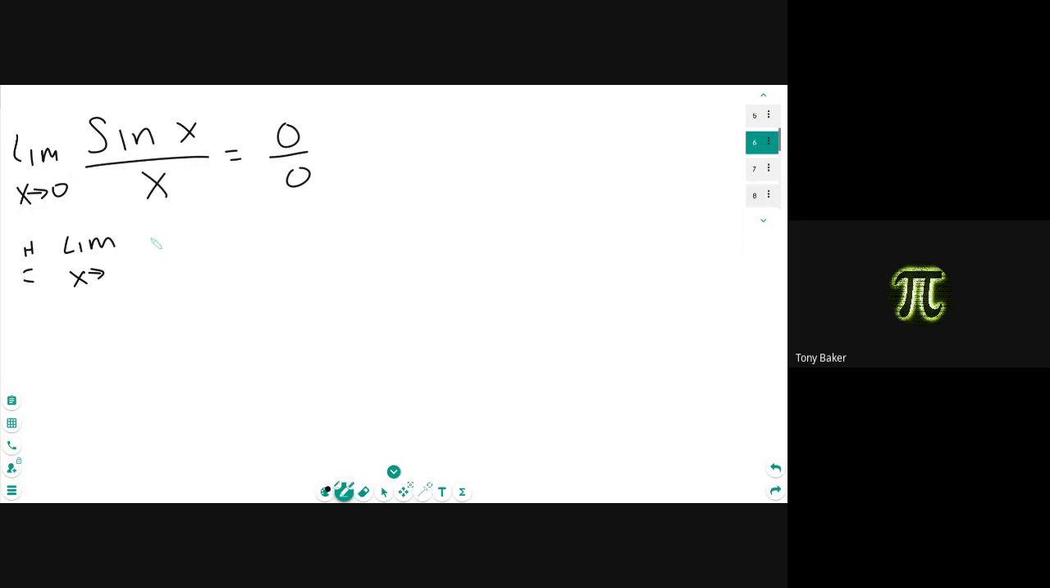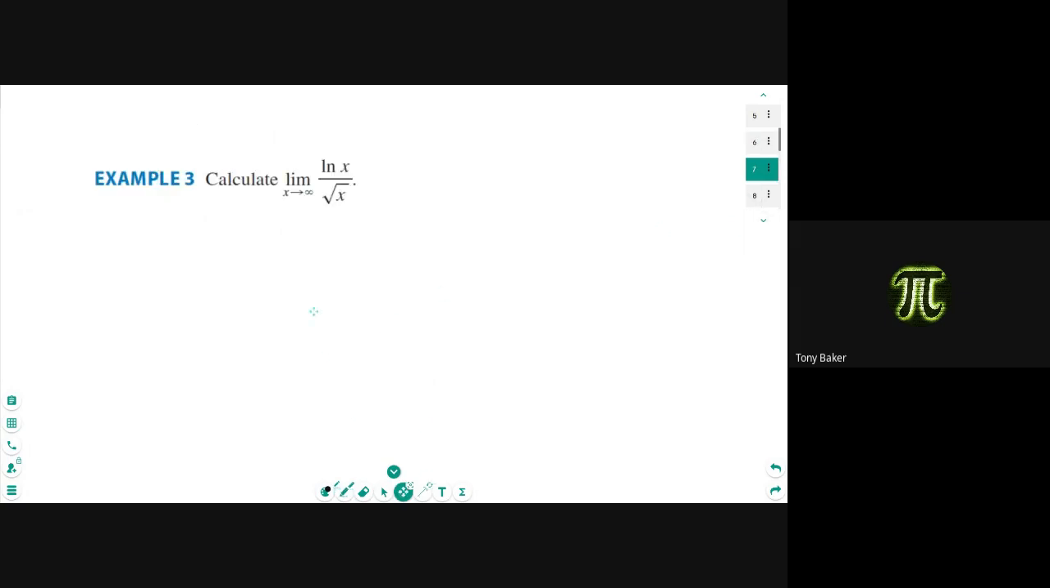What's the derivative of sine of x? Cosine of x. What's the derivative of x? 1. So as it's going to 0, it's going to 1 over 1, which is 1. And that's actually what we originally found when we originally did this problem. All right, try this one.